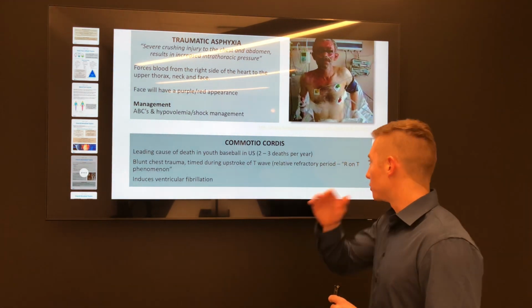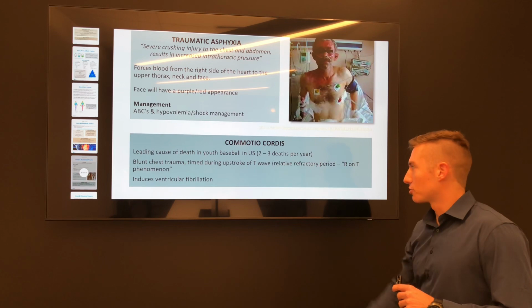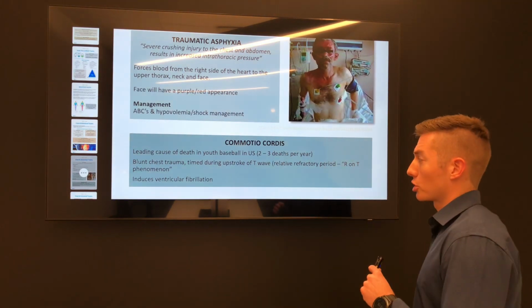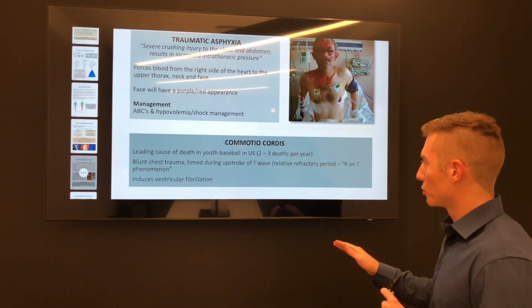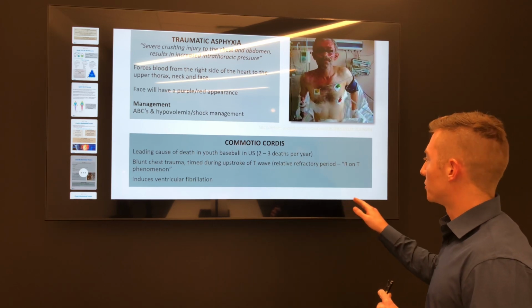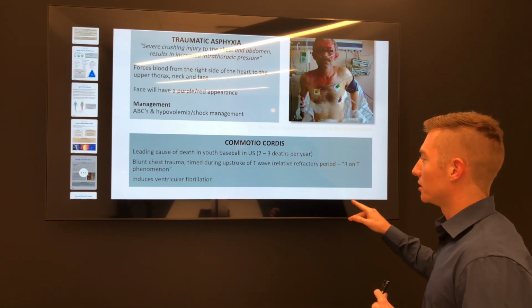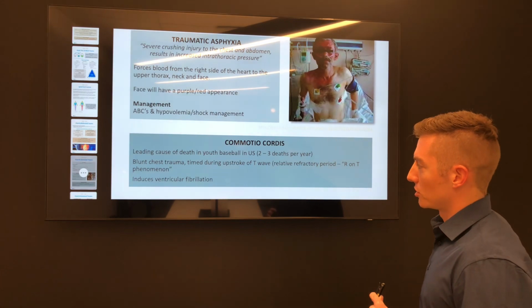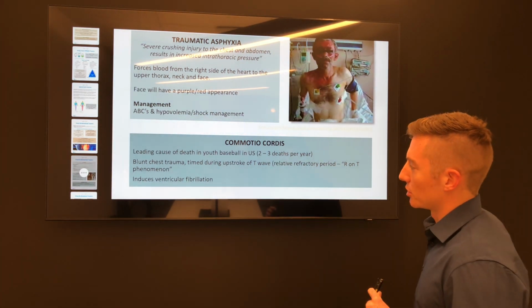Leading cause of death in youth baseball, about 2 to 3 deaths per year. If there's blunt chest trauma timed during the upstroke of the T wave relative to the refractory period, R on T phenomenon, which induces ventricular fibrillation.